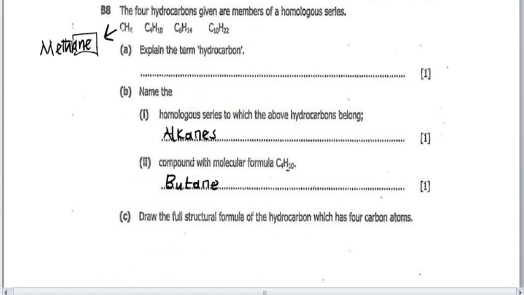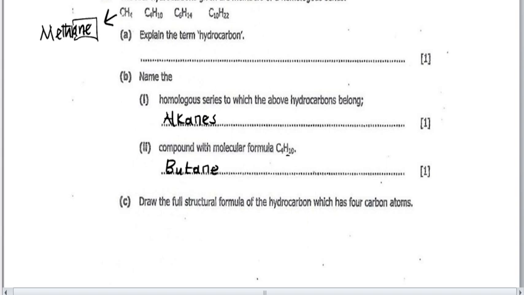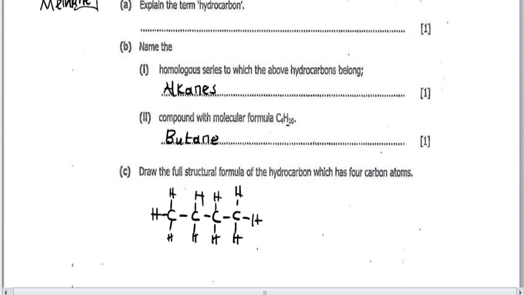Draw the full structural formula of the hydrocarbon which has 4 carbon atoms. So we need to draw the full structure of butane. We start with 1, 2, 3, 4 carbons. Then you attach the hydrogens like that, one after another, until all are attached. So that is how we can go about that one.